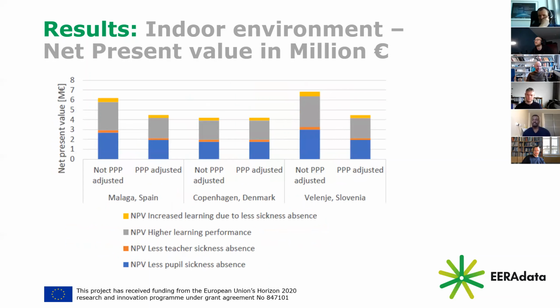Then you can also see we calculated the budget, or the monetary effects, and this you see on the y-axis: the million euros, with the different colors. Blue means the lower pupil sickness absence creates around 2.5 million euros revenue, or 2 million in Copenhagen. The higher learning performance of pupils also creates a revenue of 2 million. And the increased learning due to less sickness absence creates even 500,000 of revenue. And this is what you can see here.